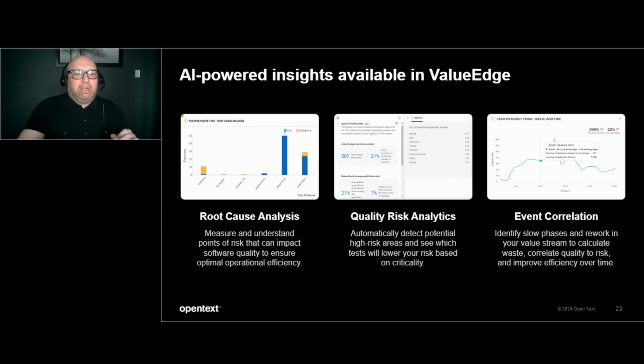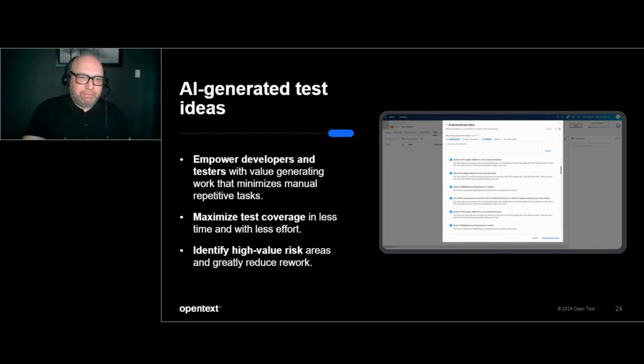So that being said, let's get back on course and talk about the Gen AI features. As mentioned, DevOps Aviator is AI powered with rich features. For example, Aviator enables you to generate test ideas using generative AI, giving you the ability to empower developers and testers with value generating work that minimizes manual repetitive tasks, maximizing test coverage in less time with less effort, and identifying high value risk areas and greatly reducing rework.